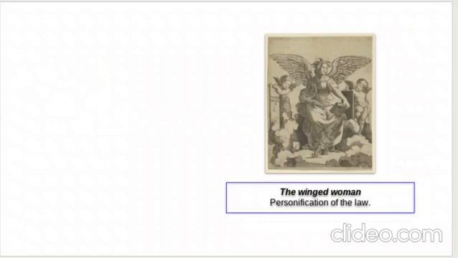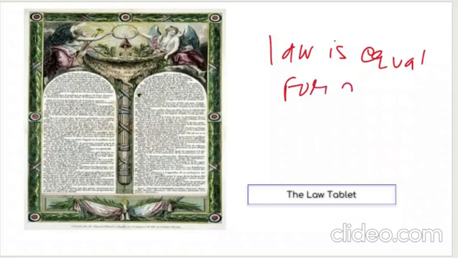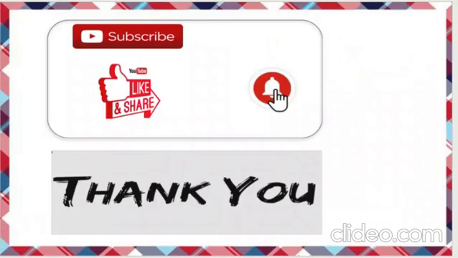Next is the winged woman. Winged woman stands for the personification of law, that there is law in the country. And the last one is this law tablet, that the law is equal for all. Correct. The law is equal for all, and all are equal before the law. So this law tablet stood for that purpose.